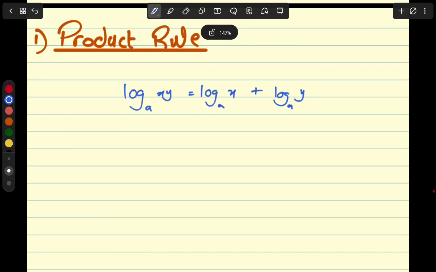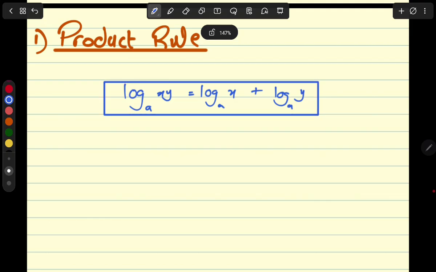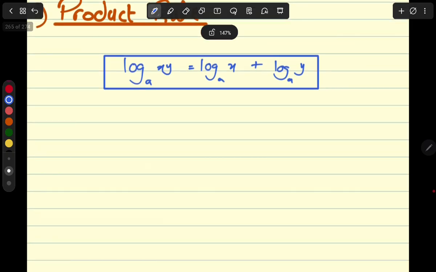Now, remember, logarithms are simply the inverse of exponentials. We did that already, right? So logarithms are the inverse of exponentials. If we want to understand logarithms, let's go back to exponentials.